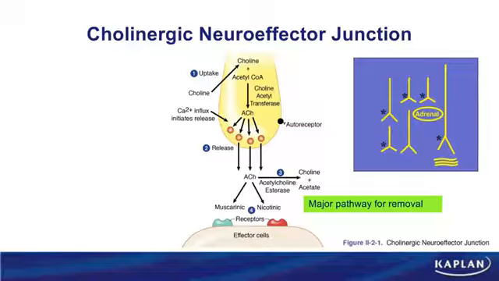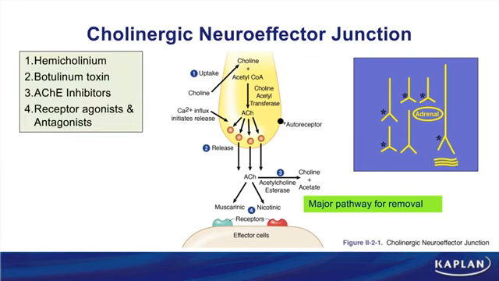We have several drugs that can interact with this pathway. The first one, labeled as number 1 on this diagram, is the drug hemicholinium. This is not a drug that's used clinically. Rather, it's used in the laboratory because it can block the uptake of choline and therefore decrease the synthesis of acetylcholine. Because it's not clinically used, there's a lower chance that you would ever see this drug on your Step 1 exam. But it's totally different for number 2.